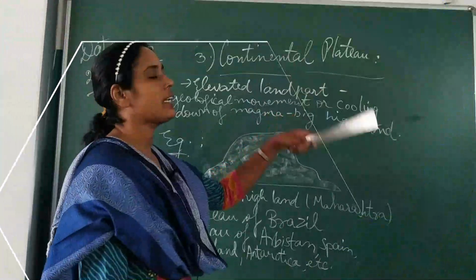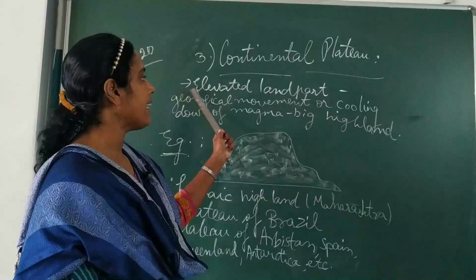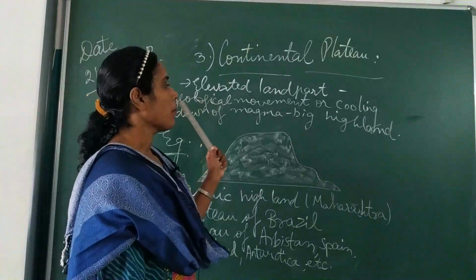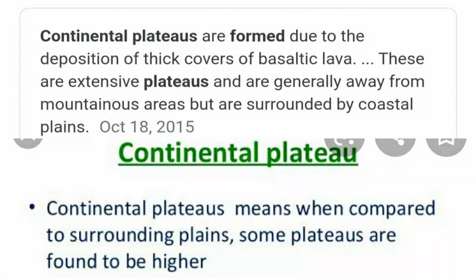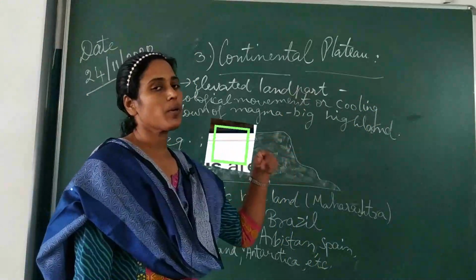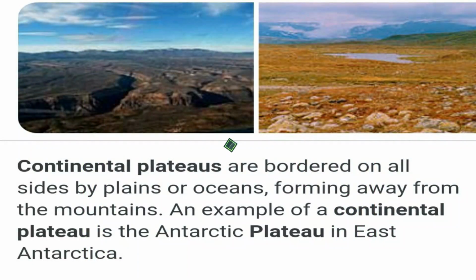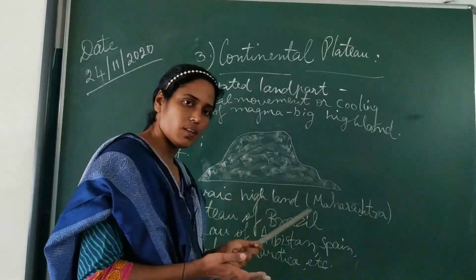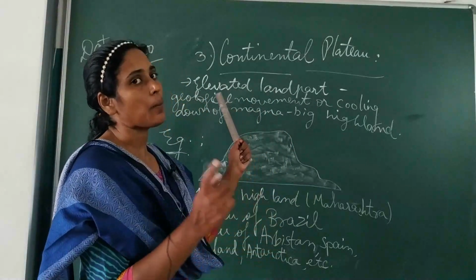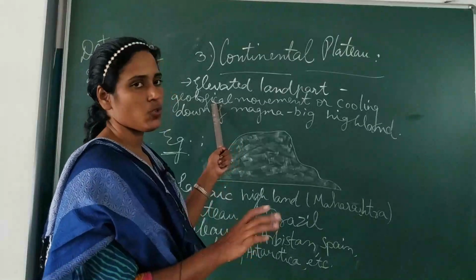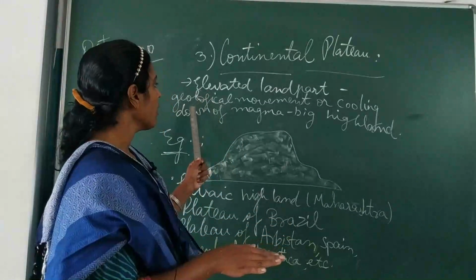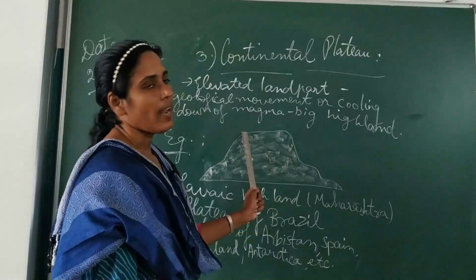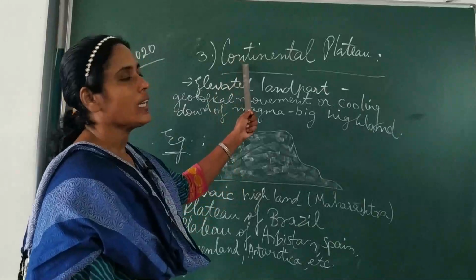The third one is continental plateau. Here, students, the meaning is an elevated land part. Elevated means raised up high. Why? Due to geological movement or cooling down of magma. Students, in the previous video we saw volcanic mountains. The material which erupts from a volcanic mountain is known as magma. When it comes to the surface of the earth, it is known as lava. So the cooling down of that magma, or geological natural movements below the earth's surface, the crust of the earth, gives rise to a higher portion. See the figure here, the higher portion of land. That high land is known as a continental plateau.